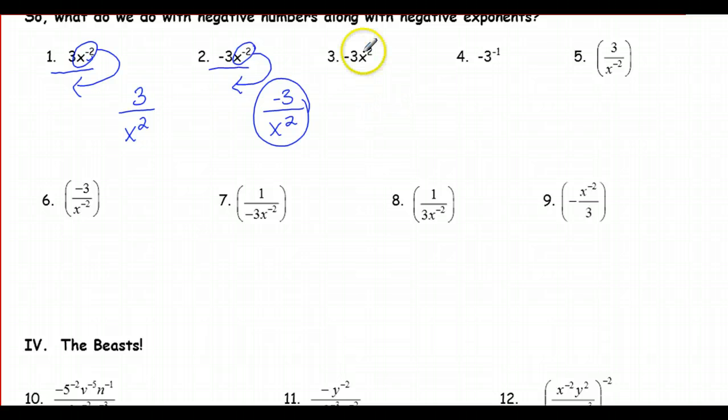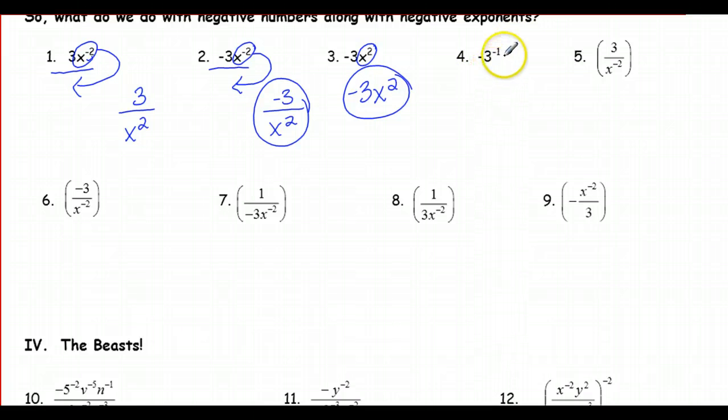All right, let's go ahead and look at number 3. In number 3, our squared only applies to the x, and it's not a negative exponent, so there's nothing to do there. We're not distributing any exponents, so this answer is actually as simplified as it can be. Negative 3x squared.